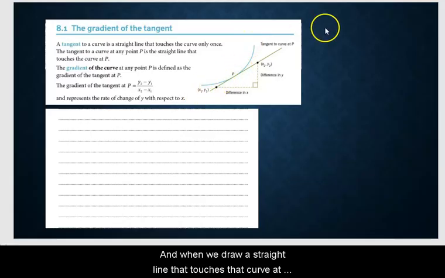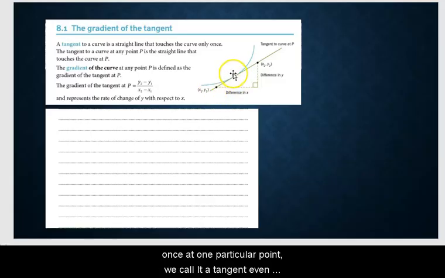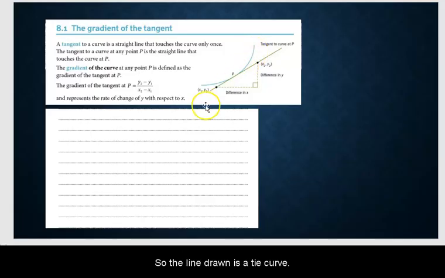And when we draw a straight line that touches that curve at one particular point, we call it a tangent. Even when you draw a circle and the line touches the circle at one point, that is a tangent to the circle. But in this case, we have only a curve, not a circle. So the line drawn is a tangent to the curve.